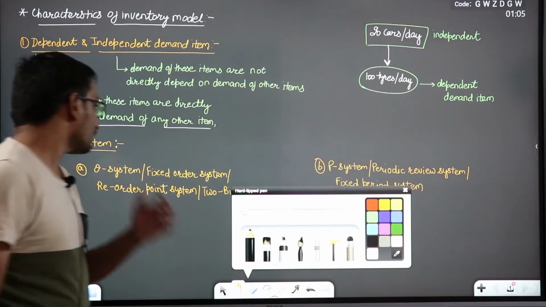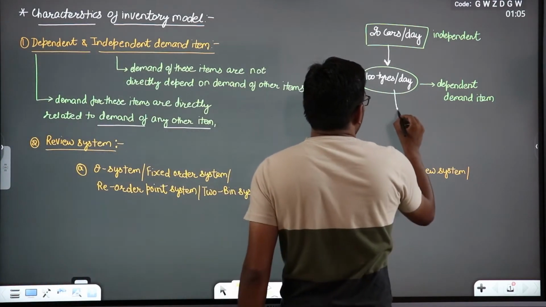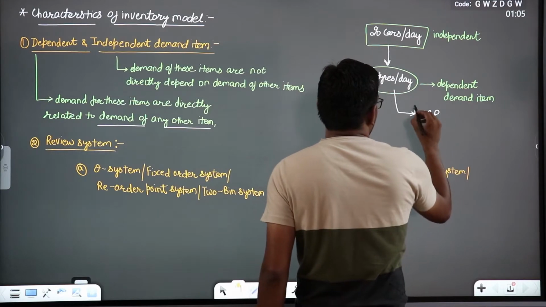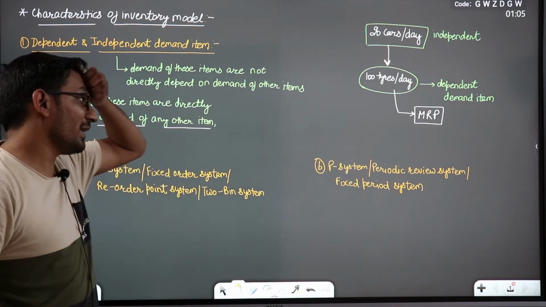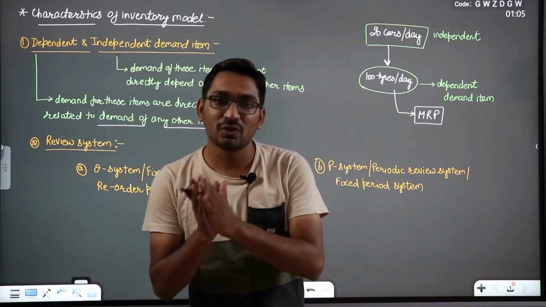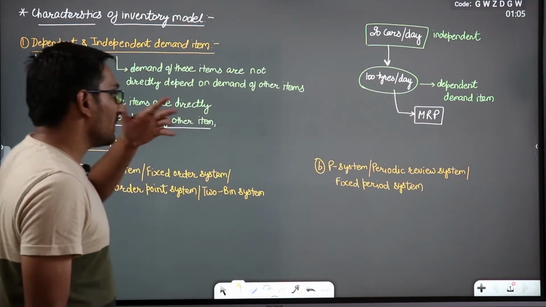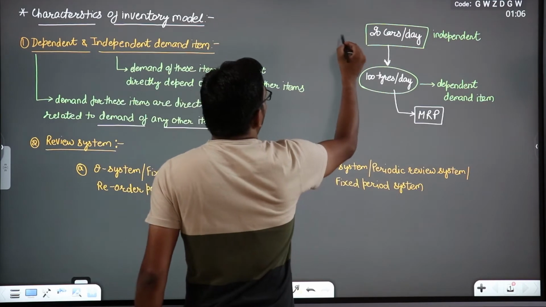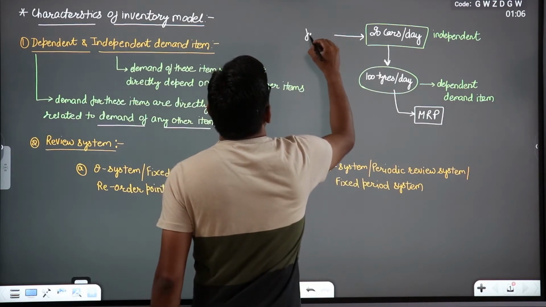So for a dependent demand item, the problem can be solved with the help of MRP. MRP is manufacturing resource planning. We will discuss this later. The subject of manufacturing resource planning will deal with those items whose demands depend on some other items. But for the independent demand item, because these are independent, if you need to analyze the demand, we need to go for forecasting.